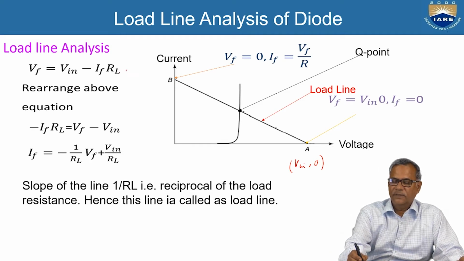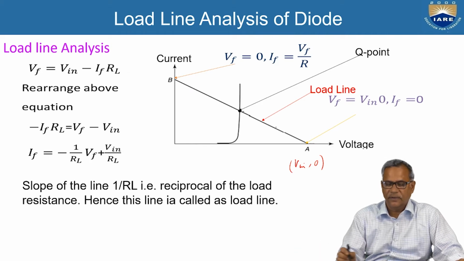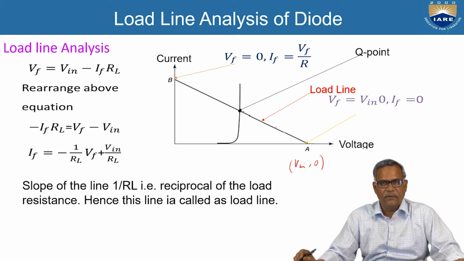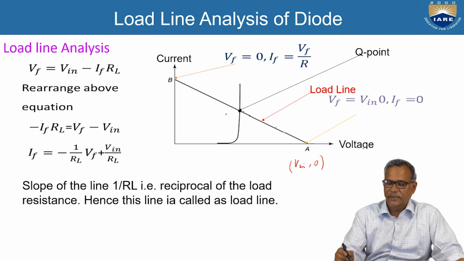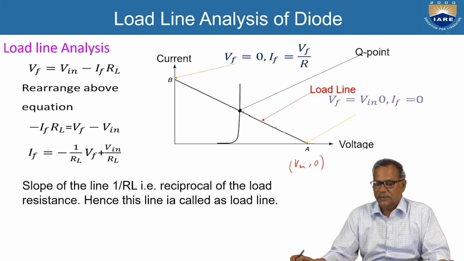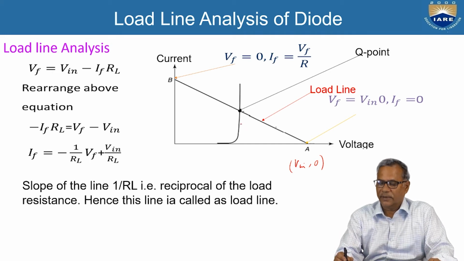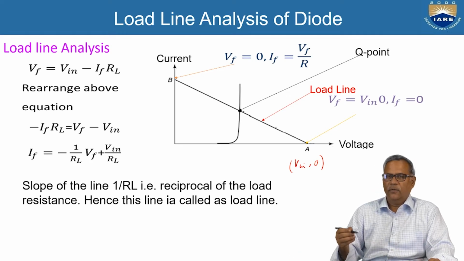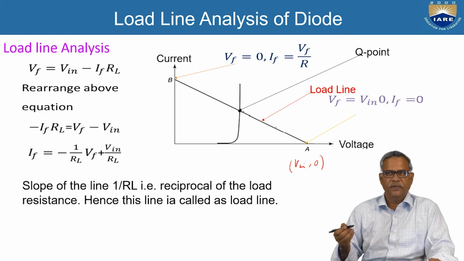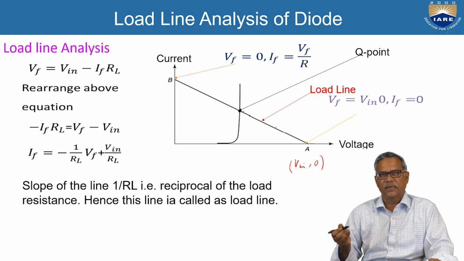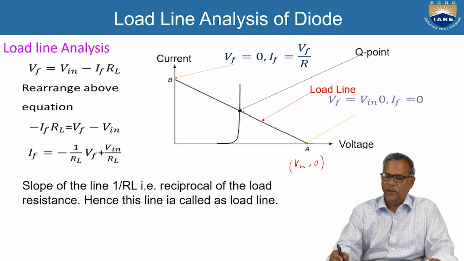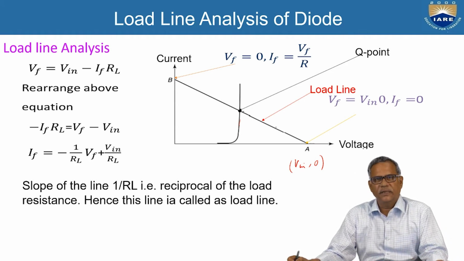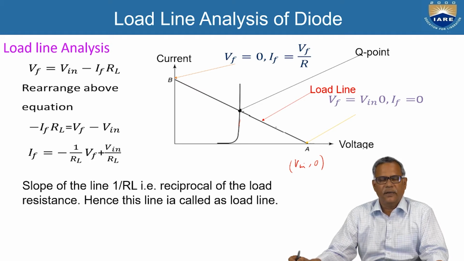From the equation Vf is equal to Vn minus IF RL, if we rearrange, we get minus IF RL is equal to Vf minus Vn. So we can say that IF is equal to minus 1 by RL Vf plus Vn by RL. So the slope of this line is minus 1 by RL. This line is called the load line. The intersection of the diode forward characteristic and the load line gives us the operating point, which is called the Q point. We can change the Q point by changing the value of the load resistor. If we change the value of the load resistor, the Q point moves along the characteristic curve. So we can choose various operating points by simply changing the value of the load resistor. This is called the load line analysis of the diode.